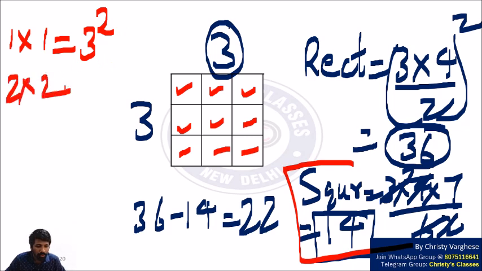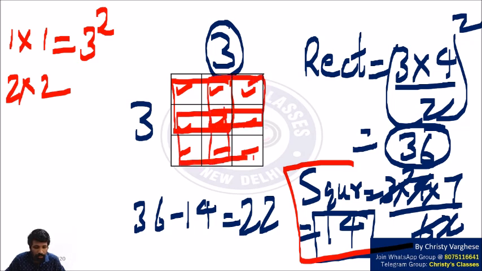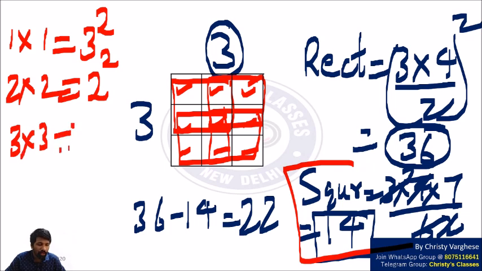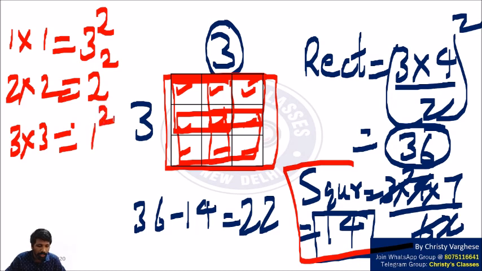2 by 2 squares: if you consider the 2 by 2 square, this is one 2 by 2 square, this is another one, this is another one, this is another one. That means 4 2 by 2 squares are there. 4 can also be written as 2 square. Now 3 by 3 squares, how many are possible? Only 1 is possible, 1 possibility only. That means 1 or 1 square.